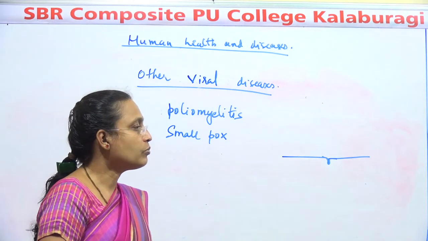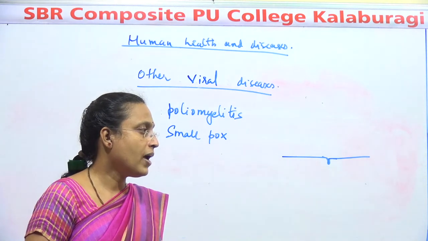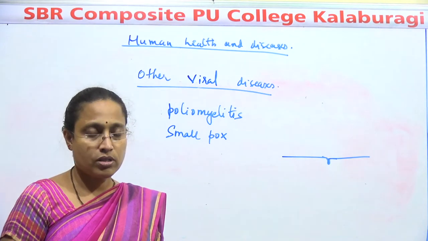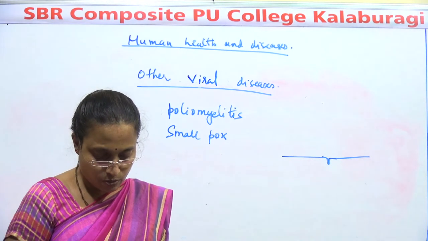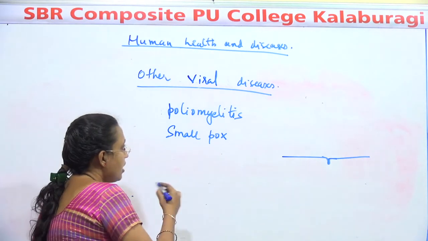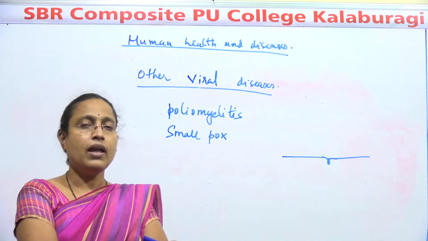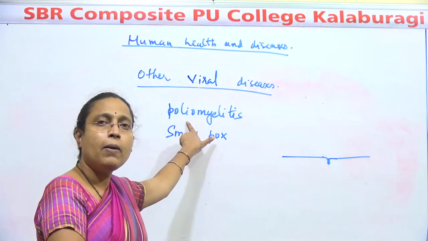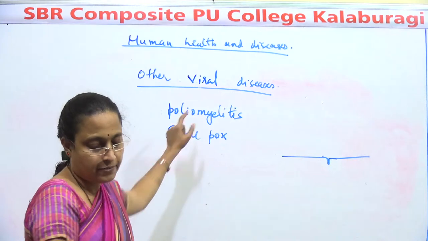And you know that the smallpox vaccine was discovered by Edward Jenner, and he used cowpox in order to cure smallpox. Next, smallpox is caused by variola virus, and polio is caused by polio virus.